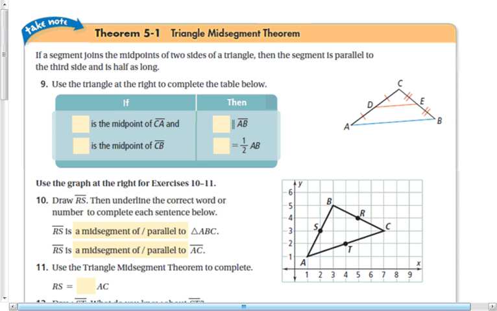All right, so here's the theorem we're going to use, triangle midsegment theorem. If the segment joins the midpoints of two sides of a triangle, then the segment is parallel to the third side and half as long. Go ahead and fill this out and I'll check back with you.